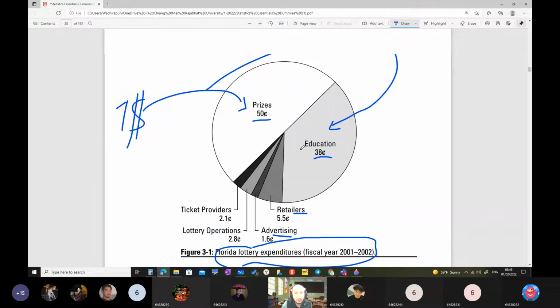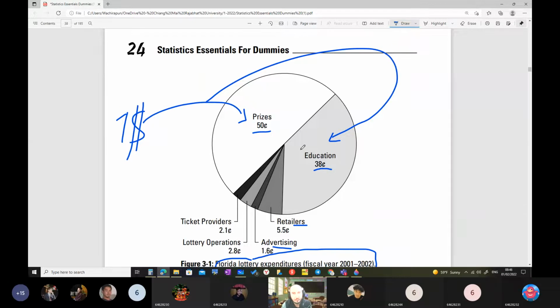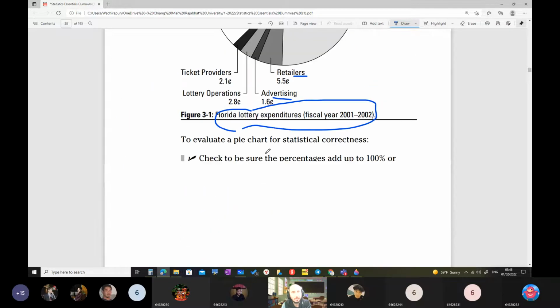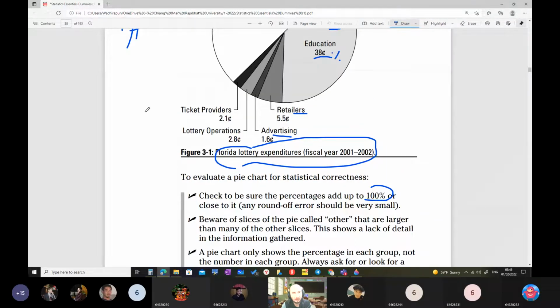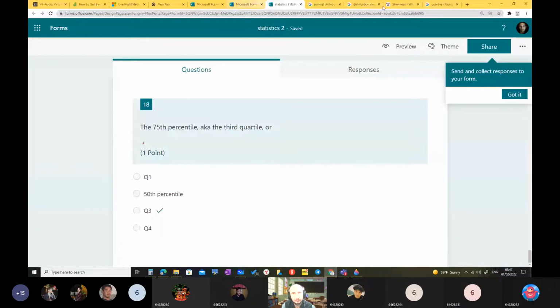So a pie chart is very useful. Now I can see with my eyes how much money goes to education: 38 cents out of each dollar. Or we can say percent, same thing. But we need to make sure that it's all 100%. We need to put it all together and it needs to be one. Otherwise, I will show you what can happen.